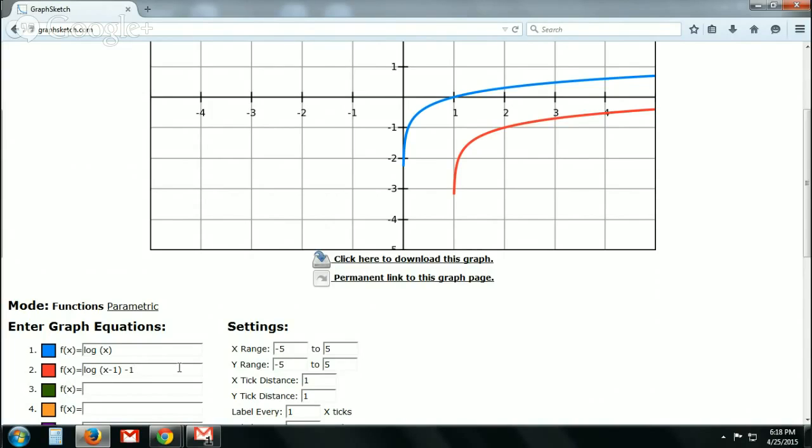When you want to make a horizontal shift, you add or subtract within a grouping symbol just like we've always done. Subtracting moves you right, adding moves you left. If you want to make a vertical move, that happens outside the parentheses. Adding moves you up, subtracting moves you down.